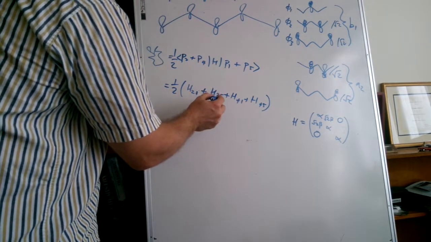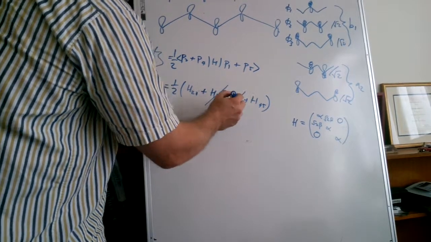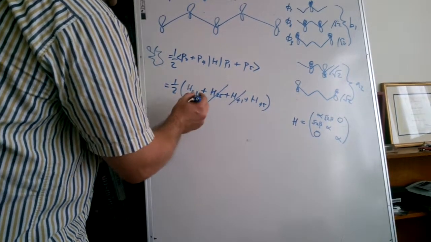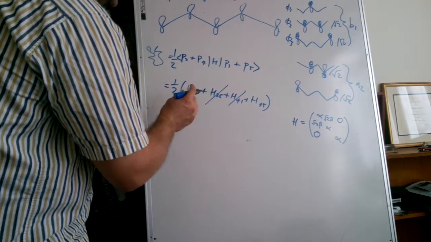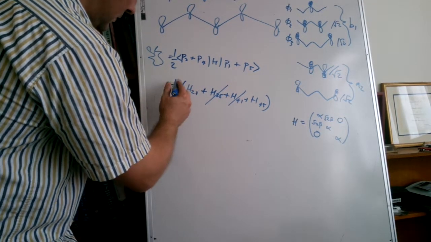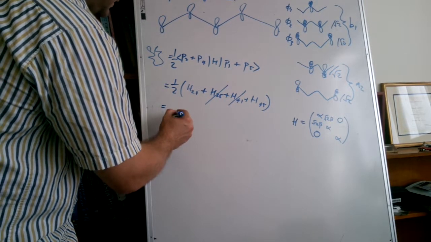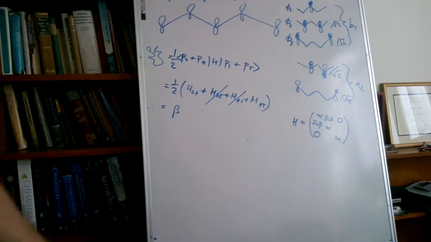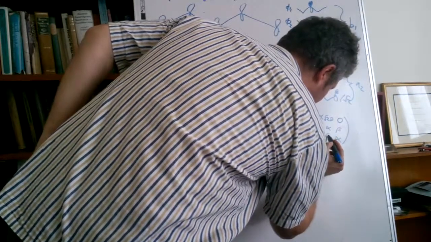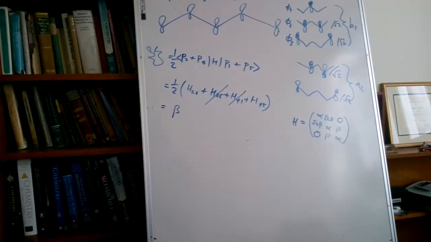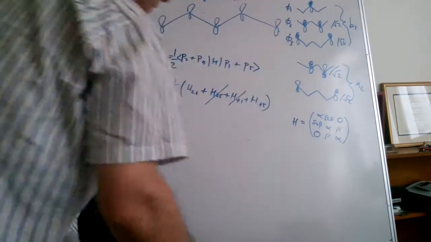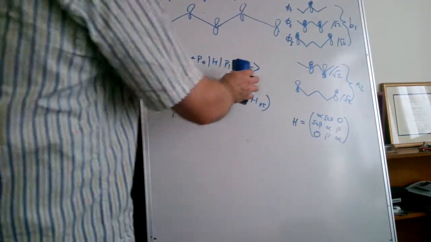Now 2, 5, we'll call it 0, 4, 1, we'll call it 0, 4 and 5 are next to each other, 2 and 1 next to each other. And so this is going to equal 1/2 of 2 beta, which is beta. So then I've got a beta here. So then we can solve that problem easily enough.